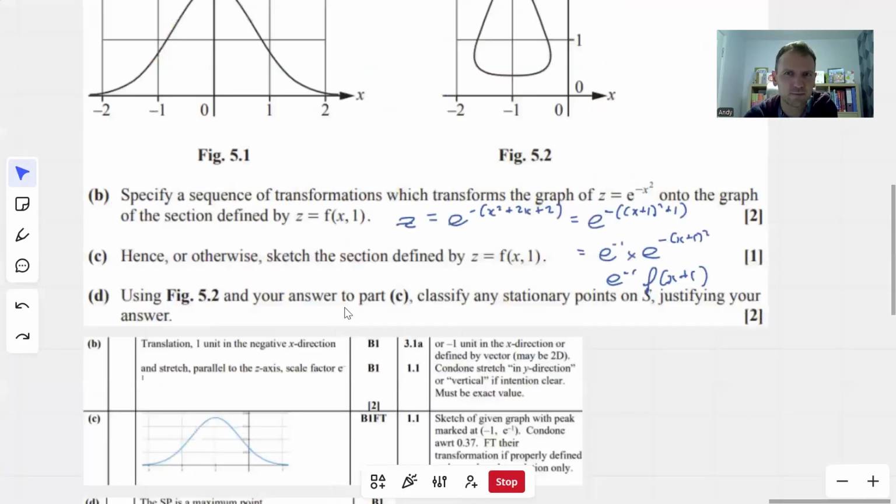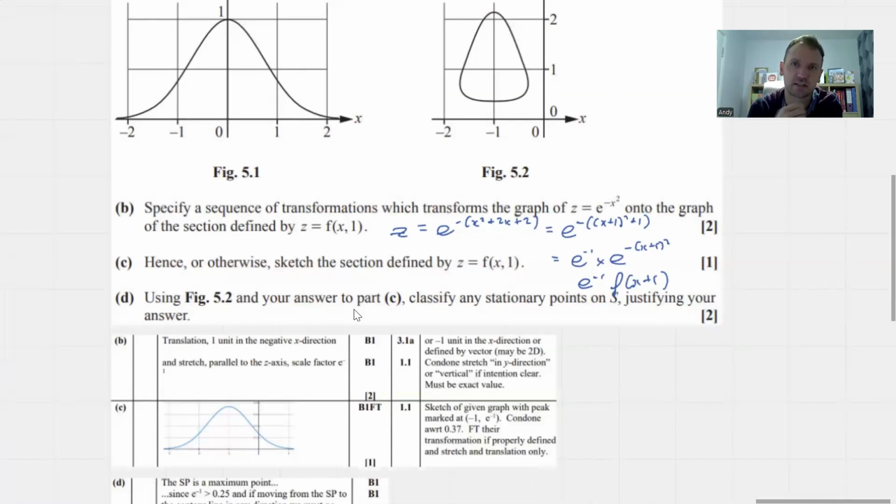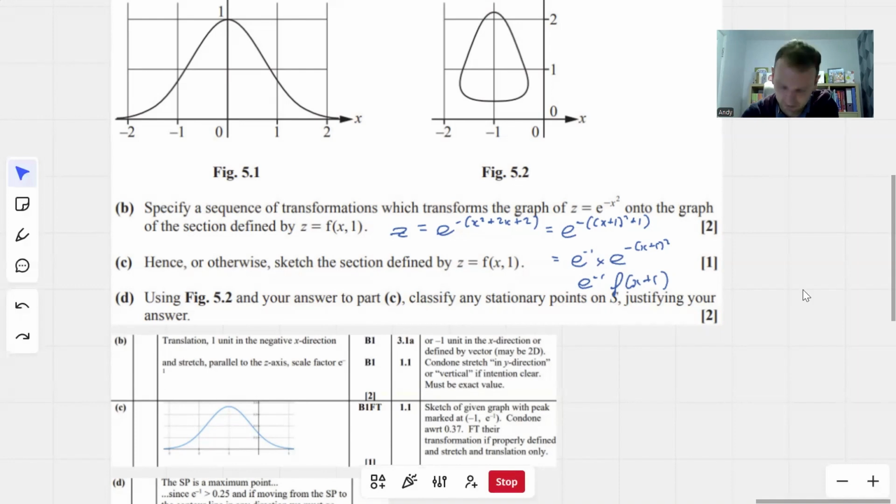The next bit wasn't that well done, and there's actually a fairly common question for classifying stationary points here, even though it doesn't really give us much guidance in doing so.